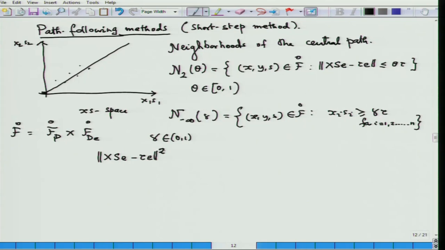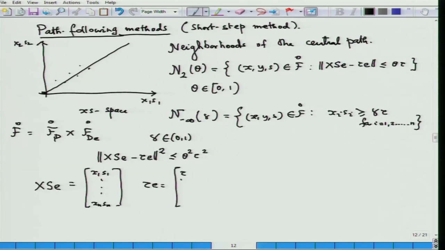Okay, this square is less than theta square tau square. Now, what is the meaning of this? So, what is excess E? Let us look at it again, just to remind you, this is nothing but this vector. And E is 1, 1, 1, and tau E is nothing but all components are tau.